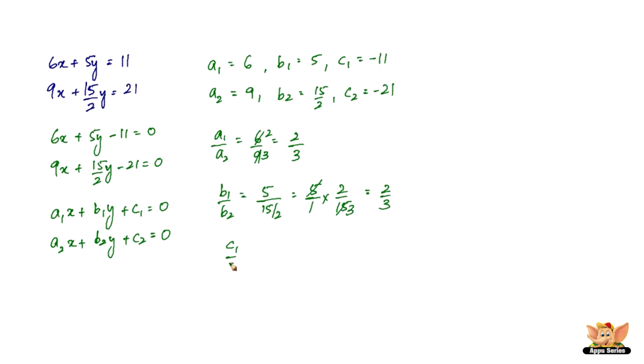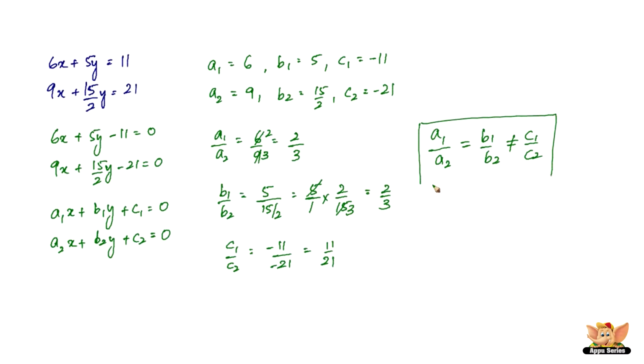And then we've got c1 by c2 equal to minus 11 by minus 21, which is equal to 11 by 21. So clearly we can see that a1 by a2 equals b1 by b2, not equal to c1 by c2. So this is the result which we've arrived at. So this indicates no solution. Therefore the given system of equations has no solution, that is, it is inconsistent. It is another word to use to say it has no solution.